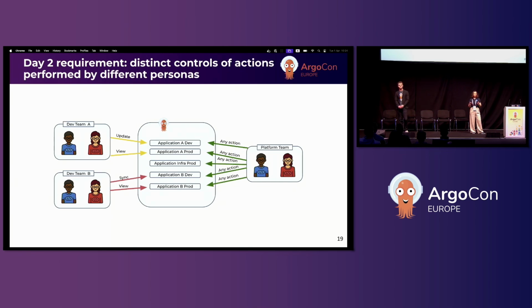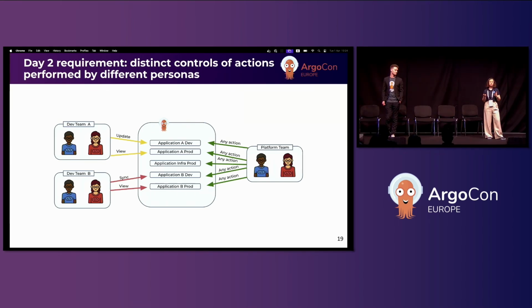And another requirement that you might have come across is having distinct controls of actions that are performed by different personas in the organization. So for example, here we have dev team A, and this team can view and update their applications, while dev team B can just sync and view their applications. And we have a platform team that can perform any action on any application.